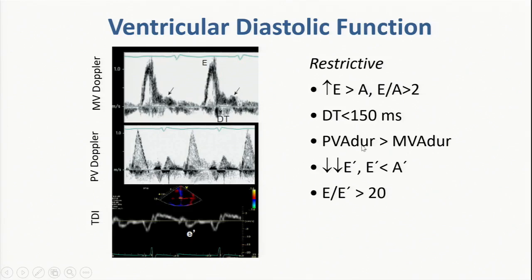Pulmonary vein A wave duration stays prolonged because, again, the blood has a choice, forward or reflux back, and more will reflux back given the high filling pressure in the left ventricle. And then you get this markedly reduced E prime here. Again, going along with diastolic dysfunction, and the E to E prime ratio, again, high E, small E prime, and as a result, that ratio is quite large now.